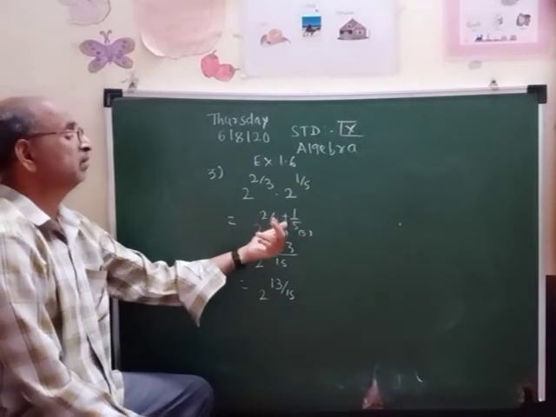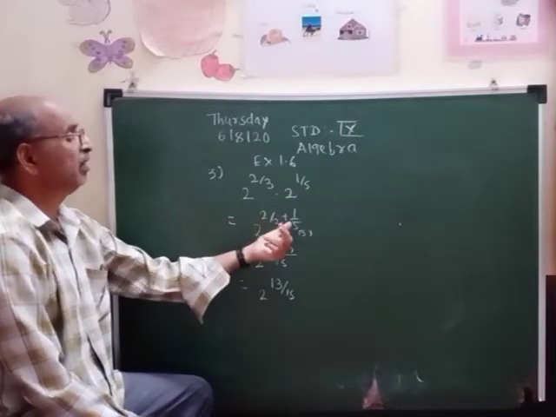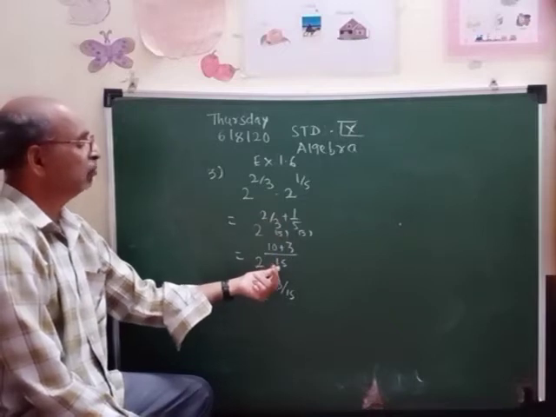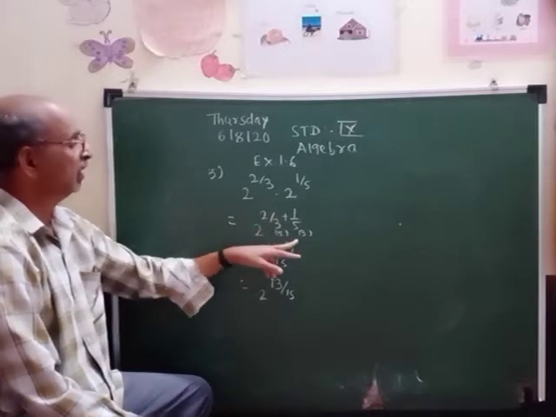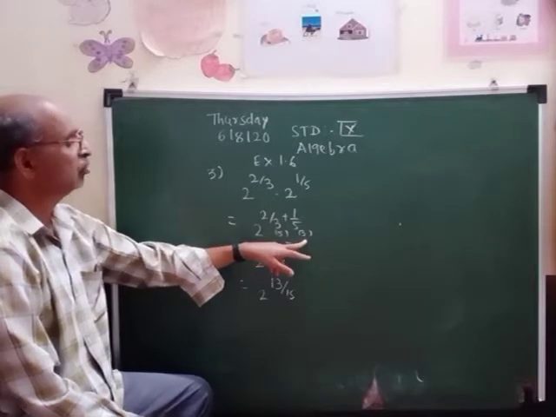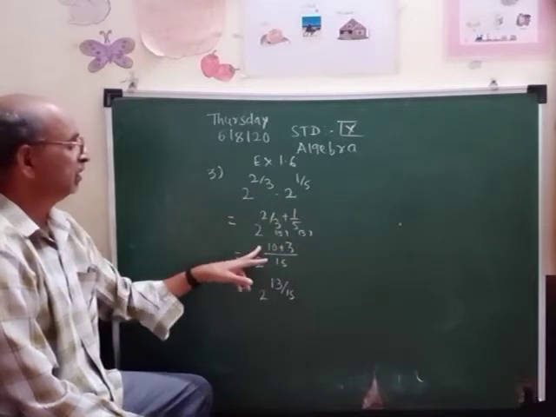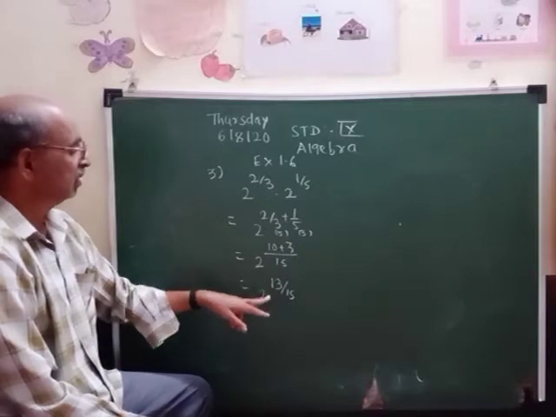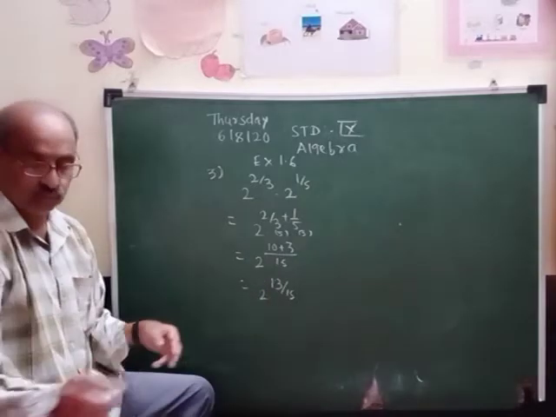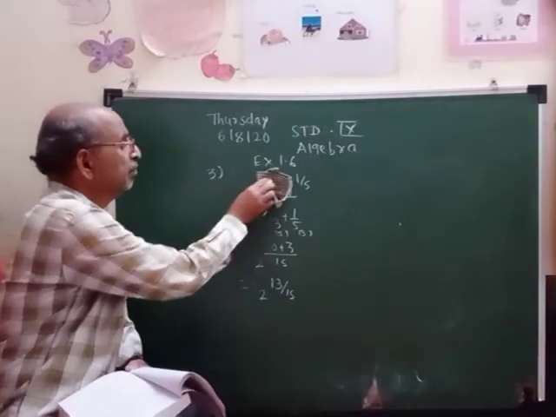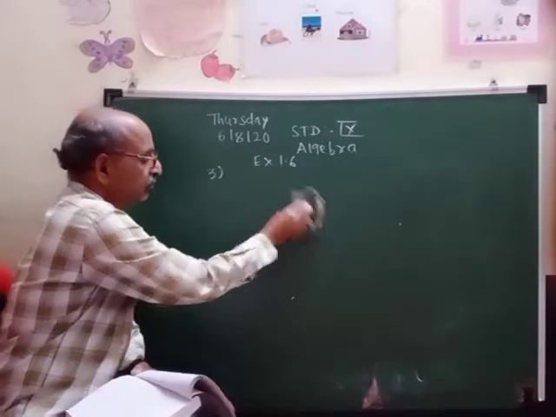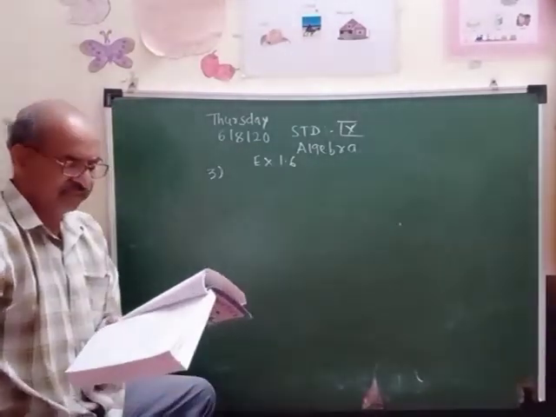You are studying fraction addition. The denominator is not same, so we have to find the LCM, 15. Here you have to multiply by 5. 5 2s are 10. Here 5 3s are 15, so multiply by 3. 3 1s are 3. So 10 plus 3, that is 13 upon 15. So 2 raised to 13 upon 15 is the answer of this example. We will see next.